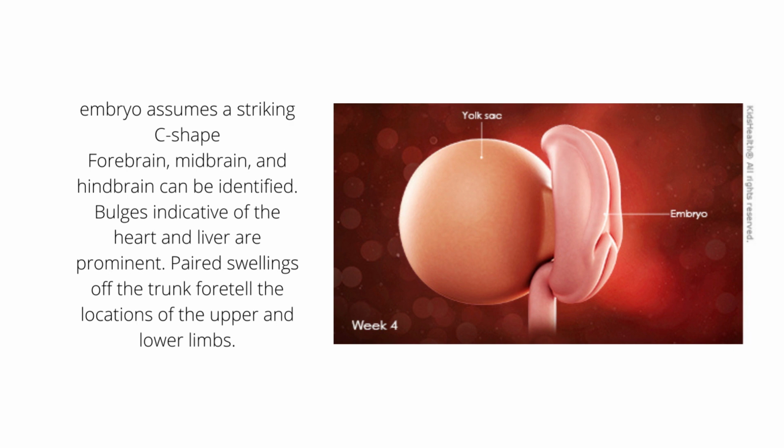Local outgrowth from each side of the forebrain produces the eye cups. And the pairs of in-pocketing of the ectoderm alongside the back of the brain part form the inner ear, right? And bulges indicative of the heart and liver can be seen, and the formation called branchial arches, you can see them too.